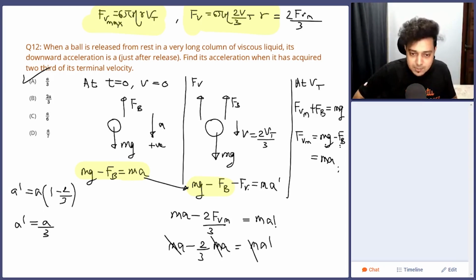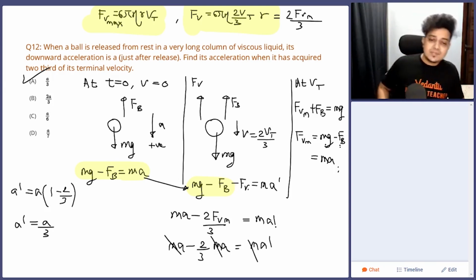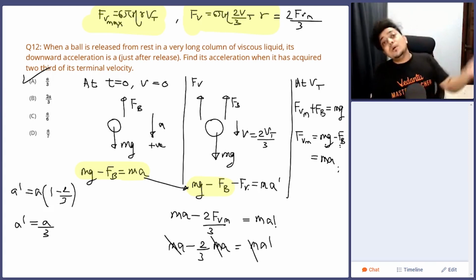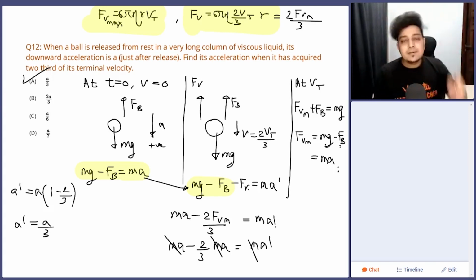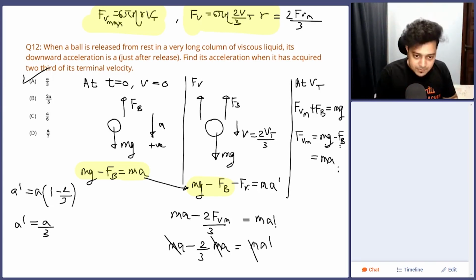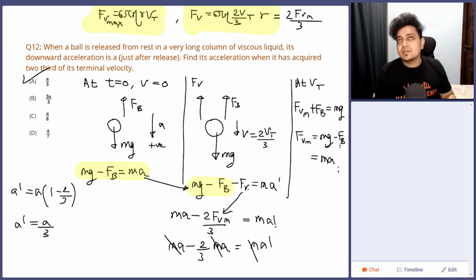I'm calling acceleration at that point a dash. So FB, mg downward, FB upward, and FV upward. This is the viscous force currently when the velocity is 2/3 of the terminal velocity. So the current viscous force will also be 2/3 of the viscous force at the terminal scenario. So the viscous force currently is 2/3 of the viscous force at maximum at the terminal scenario.